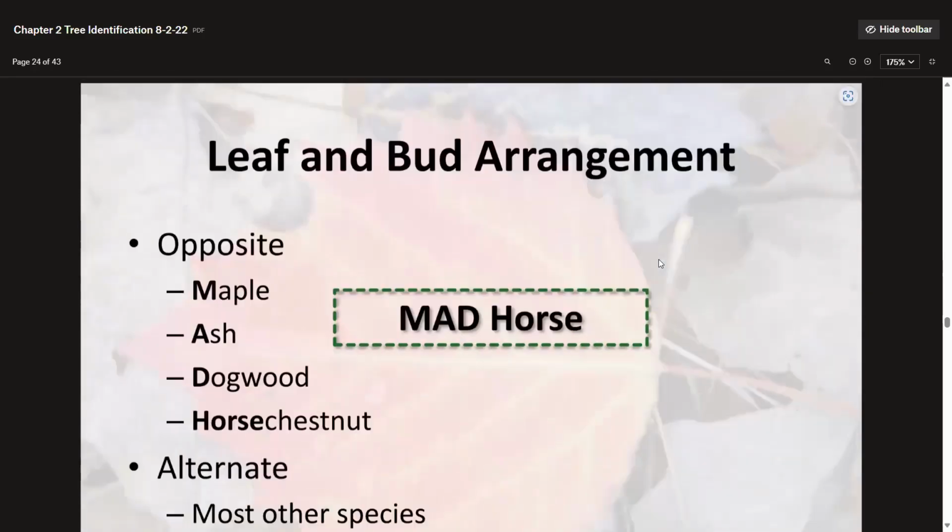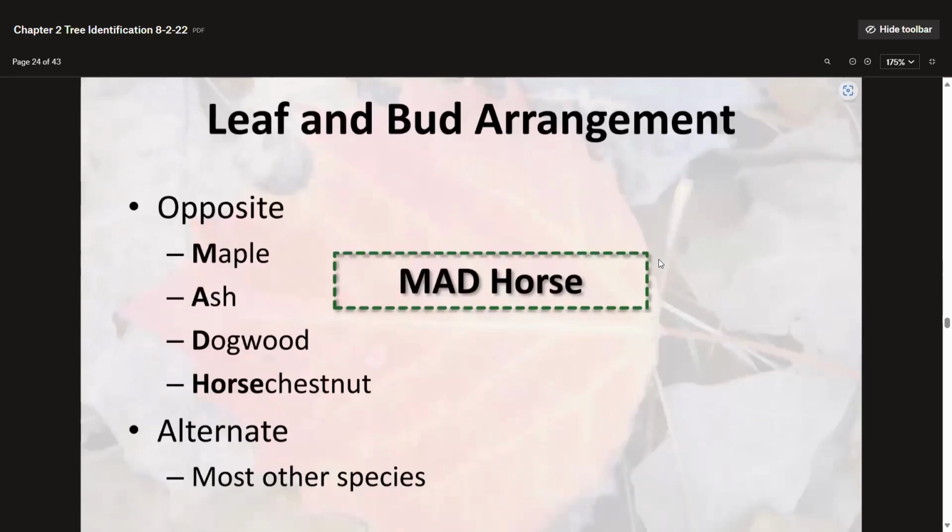Leaf and bud arrangement. All right, so this is pretty simple to remember. Opposites, there's only four of them really. You have maple, ash, dogwood, and horse chestnut. Those are all opposite leaf attachments, right? Alternates are most other species. Almost everybody else is alternate, but those four.